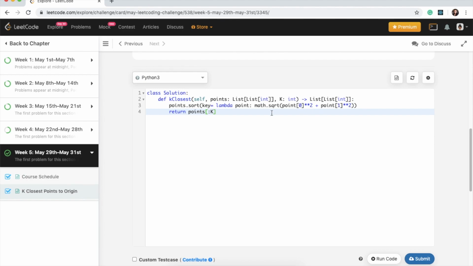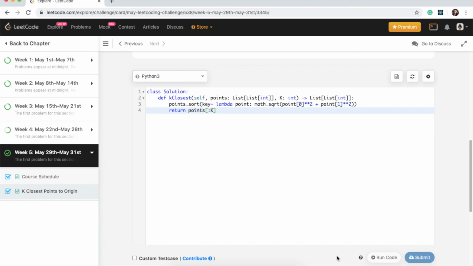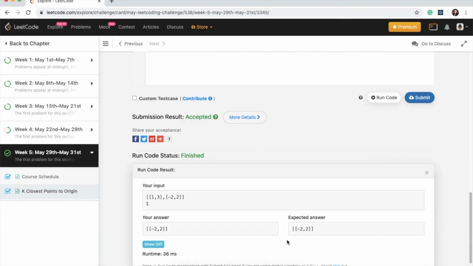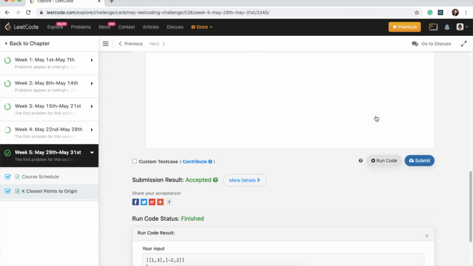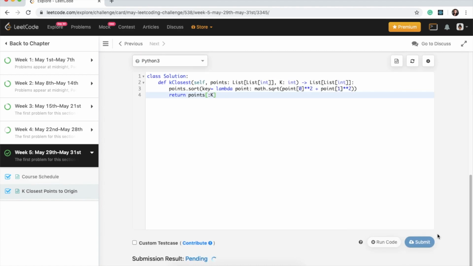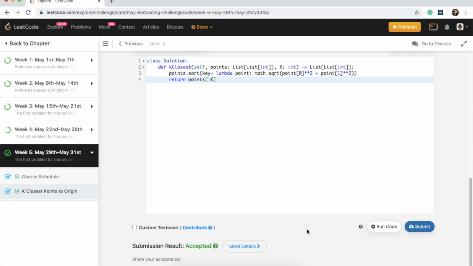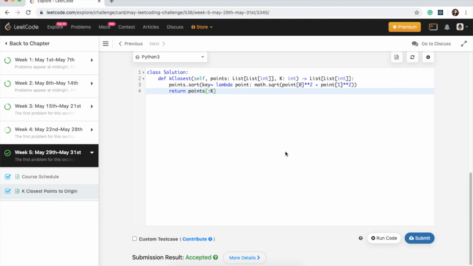Okay, so yeah, it looks good. Let's go ahead and run code. Okay, yeah, we got what we're looking for, and I'll go ahead and submit. Awesome, accepted. Now, I do want to bring up one more point, which is that, yeah, we need to find the square root of these values if we're trying to calculate the c, which is what our distance is.